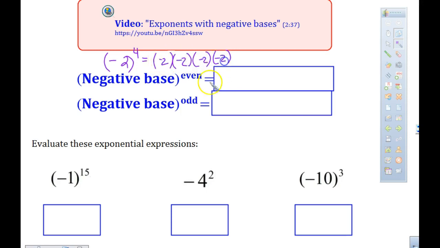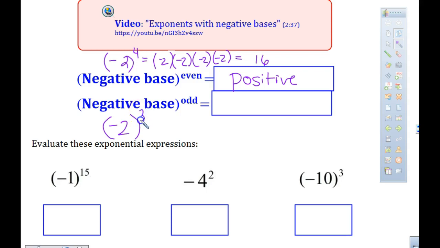If I multiply an even number of negatives, positive or negative? Positive. If I have an even number of negatives and I multiply, it will always be positive. Negative 2 times negative 2 is 4, times another 4. This would be 16. It's positive. If I have a negative base, negative 2, in a parenthesis, you have to have the grouping symbol. That makes a huge difference, okay?